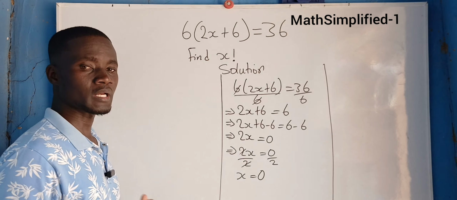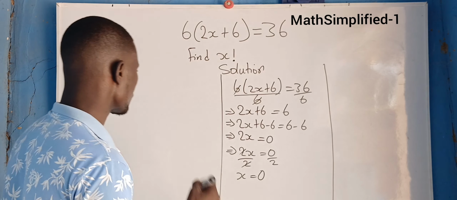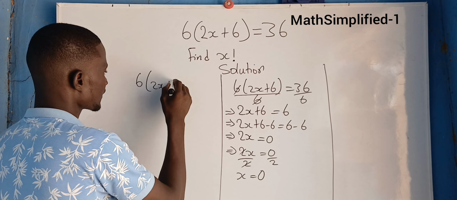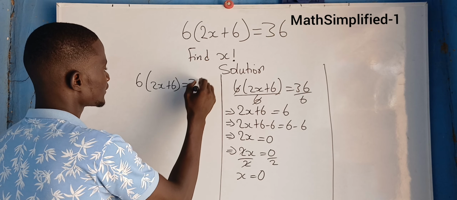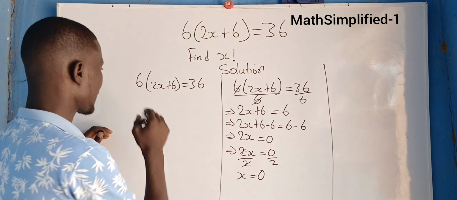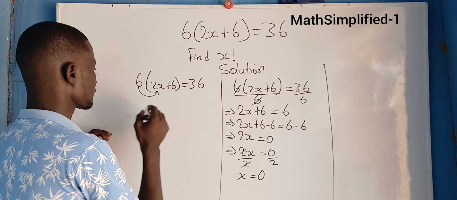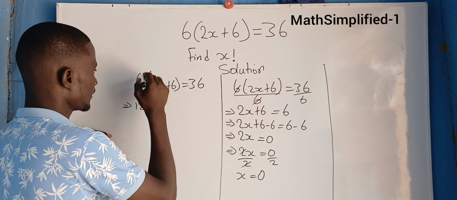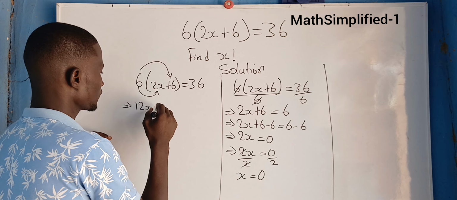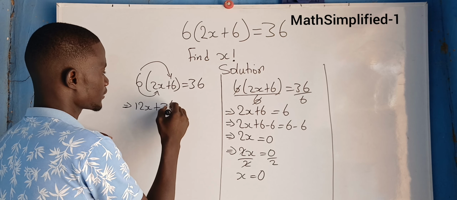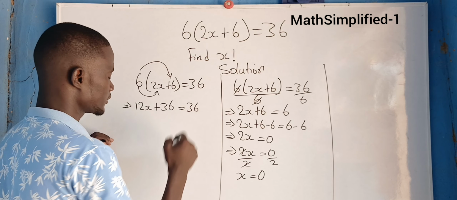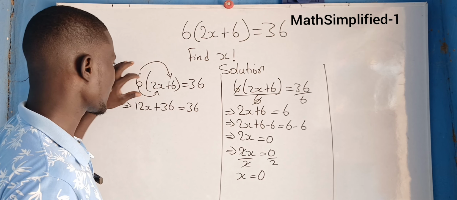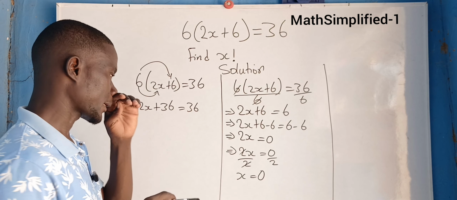Now, let me show you how someone will also choose to solve it. Another person will say 6 into bracket 2x plus 6 equal to 36. The person will start by multiplying this by this, which gives us 12x, and also multiply this by this, which gives us 36, equal to 36. So here we choose to open the bracket by multiplying by the terms in the bracket.